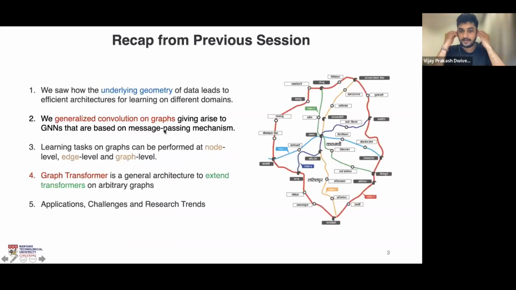Just for a recap, in the previous session, we dealt with how the underlying geometry of data is important towards the design of architectures. We generalized the convolution on graphs. We discussed several learning tasks on graphs and how they can be performed at node level, edge level, and graph level. And we also discussed graph transformer and the necessary recent improvements in this direction.